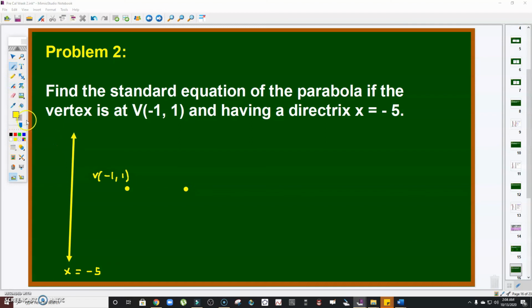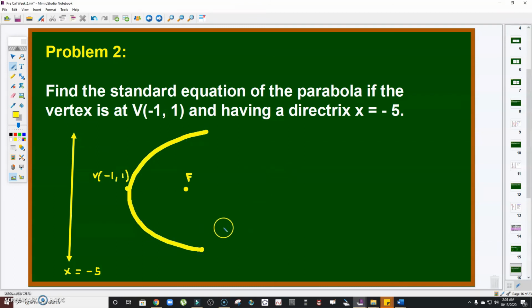Actually, we don't need to plot the focus, but it's just so you have an idea. Like what we did in number 1, it only indicates one thing: the parabola opens to the right.